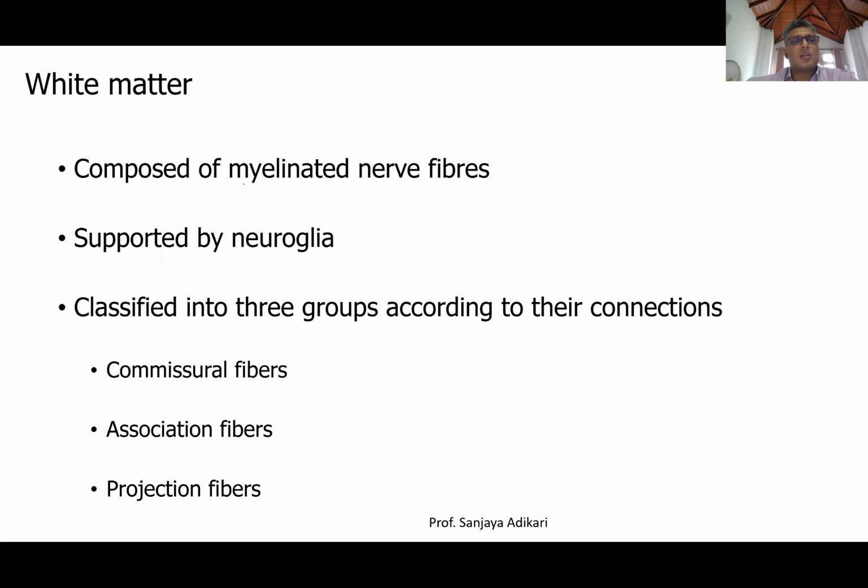Then about the white matter, now we discussed the gray matter. White matter, we already said it's composed of myelinated nerve fibers in the central nervous system. It's the oligodendrocytes that myelinate the nerve fibers. So they're supported by neuroglia, astrocytes and oligodendrocytes. Then brain white matter can be classified into 3 important groups. Okay, so you can have commissural fibers, you can have association fibers, and you can have projection fibers. Commissural, association, and projection fibers.